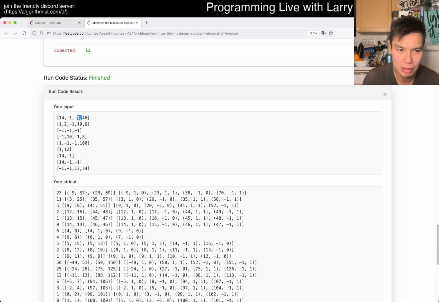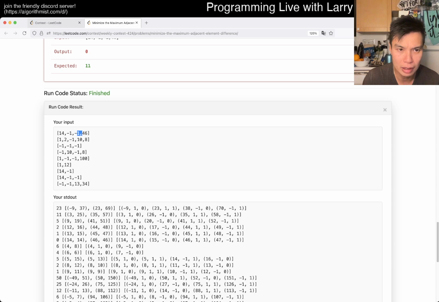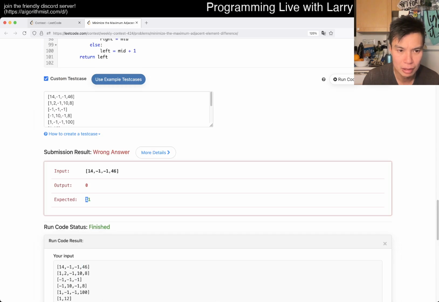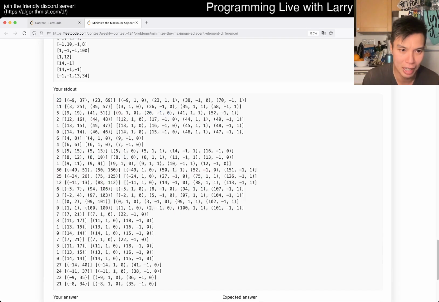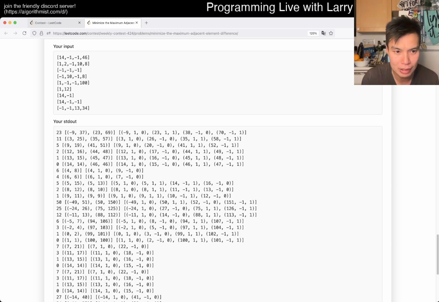Why is this not right? Why is this 11? 14, 25, 37, 25, 36. You can't even do math. But why? Oh, because if you choose 14, no, of course, okay, yeah. If you choose 14 and 46, then you have, okay, yeah, you're dumb, Larry. Because then you have this thing.